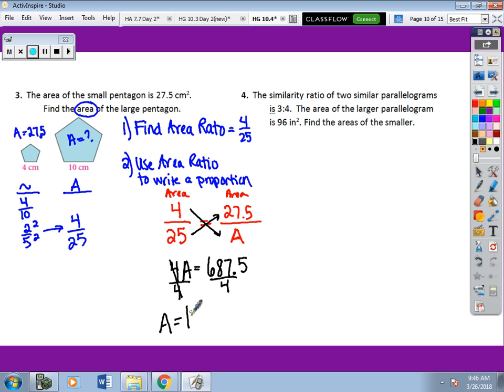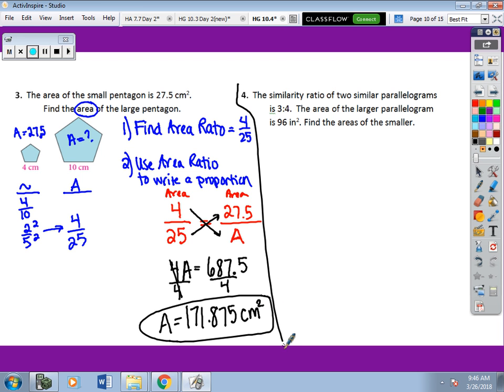So the area of the larger shape is 171.875 square centimeters. The next one tells us the similarity ratio of two similar parallelograms is 3 to 4.